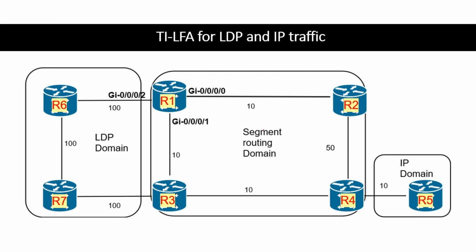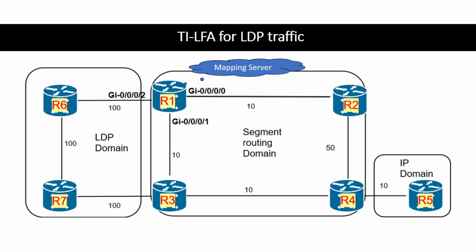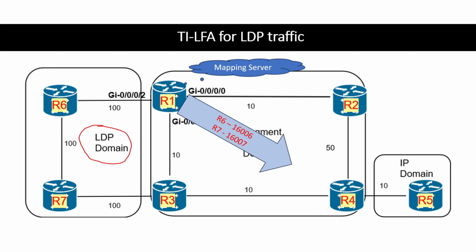So this is the lab topology which I am going to demonstrate. So let's first talk about the LDP traffic. In this lab, R1 is acting as a mapping server, which is going to push the prefix-sid label for R6 and R7, which are available in the LDP domain. And then the whole segment routing domain is going to use this prefix-sid.